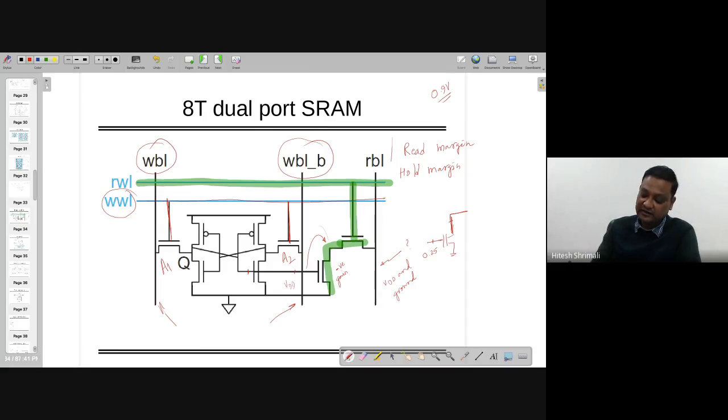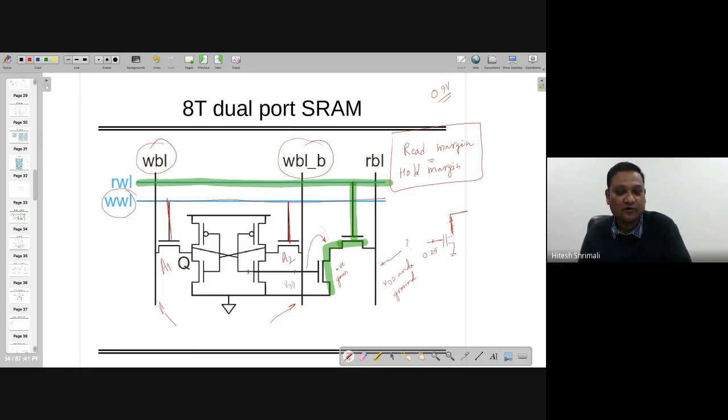So in this particular thing, the read margin and hold margin are exactly the same, or you can say a little bit here and there, but it's going to be similar, right? So this is what we are calling 8T dual port. So dual port means one extra port will be there, which is from the read side. So you are not only writing, you are also reading. In the earlier case, you were reading and writing from the same line. Here, this is not the thing, right?